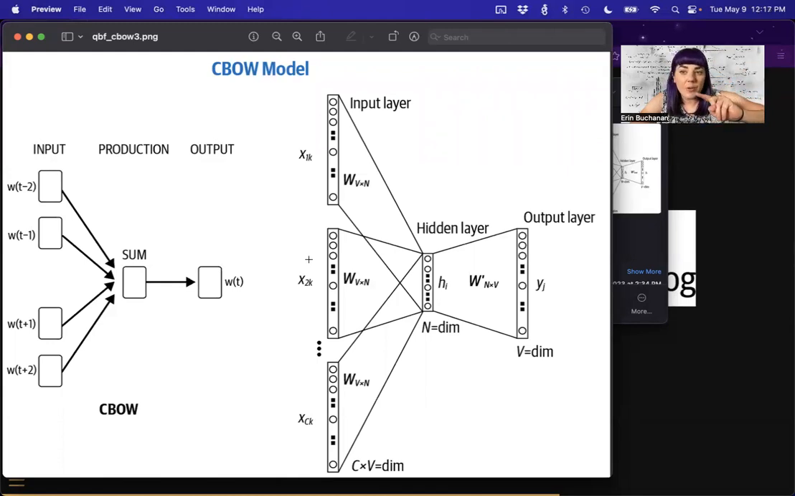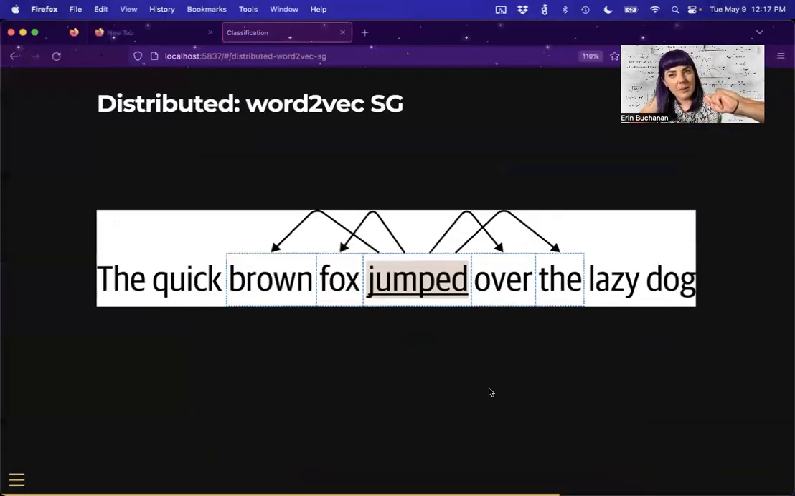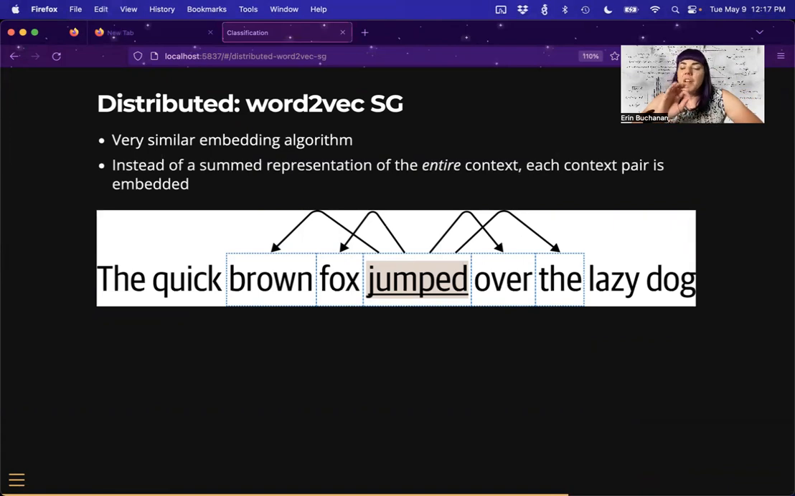In contrast, what we could think about is that there might be one word in there that's really key, and the other ones are just support and cast. And that's the idea behind a Skipgram model. It's a very similar embedding algorithm, but instead of having a summed representation of the entire context, where all four words in this two-window scenario are used to predict, each context pair is embedded.